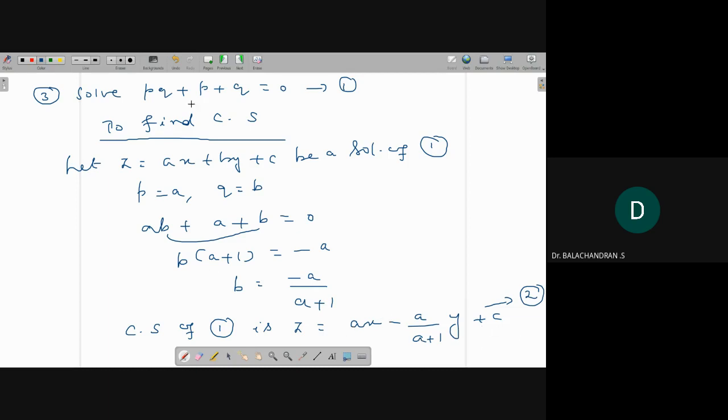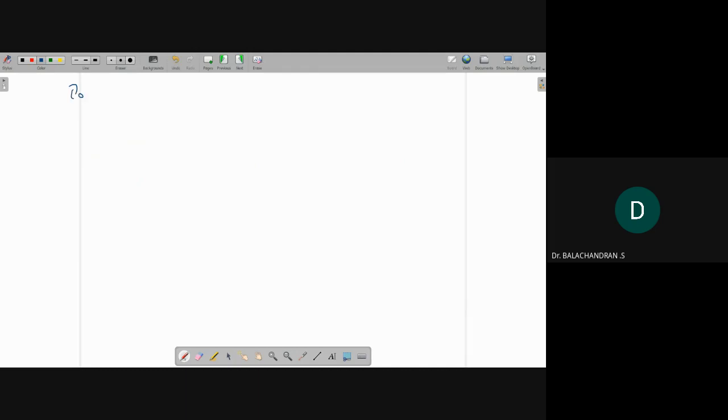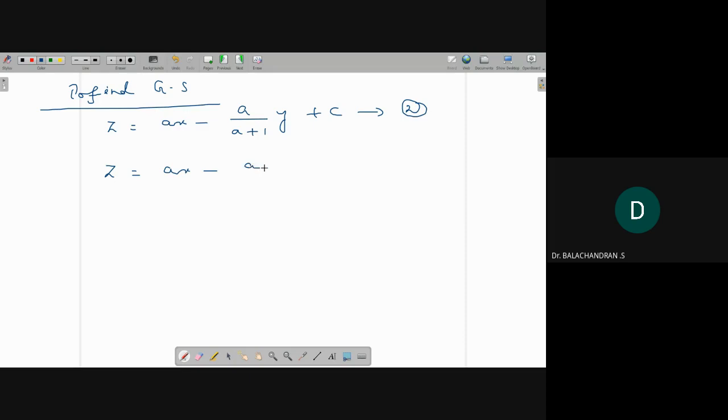Next, to find the general solution, again we should start from the complete solution, z equal to ax minus a by (a plus 1) into y plus c. Replace c by a function of a. So z equal to ax minus a by (a plus 1) into y plus f of a. This is equation 3.